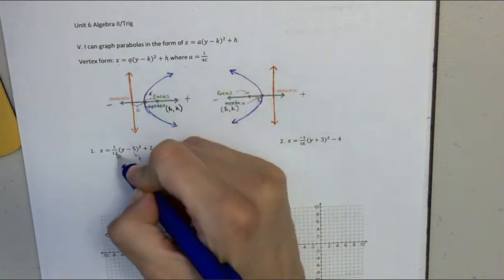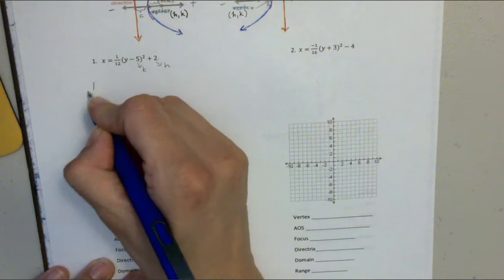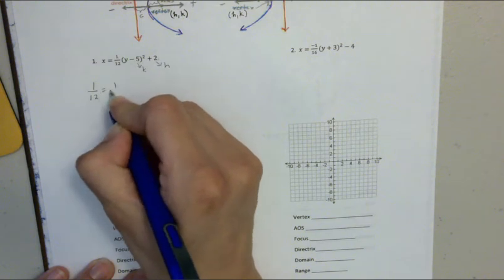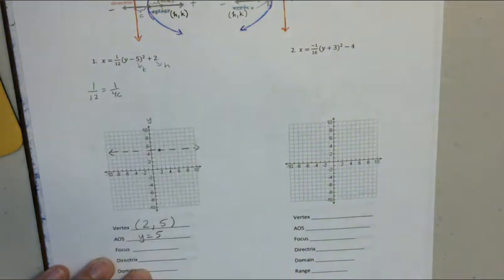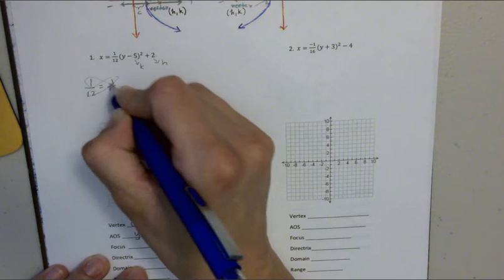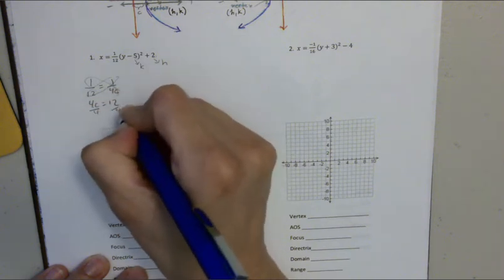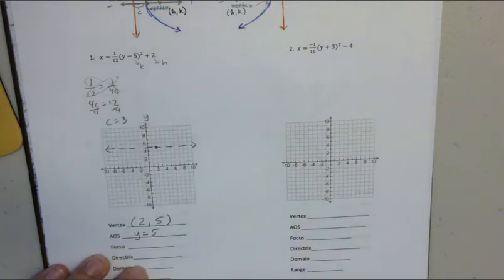So in this equation down here, we have 1/12. So A equals 1 over 12, which is equal to 1 over 4C. And so now that we have this proportion, we can go ahead and solve it. Remember, to solve proportions, you cross multiply. So we get 4C equals 12. We're going to divide each side by 4. And so we get C equals 3.